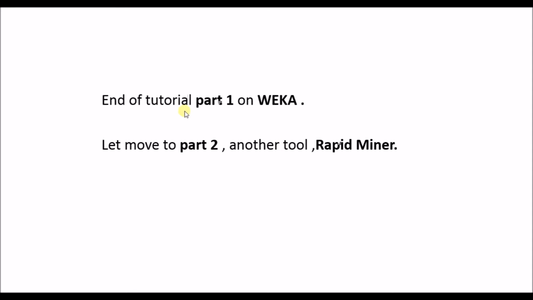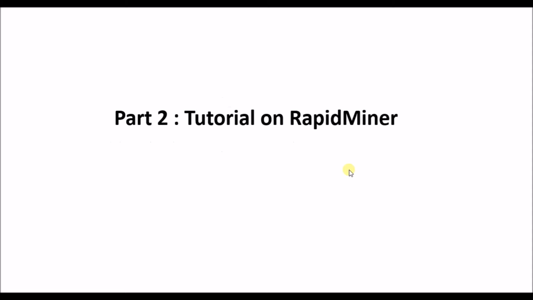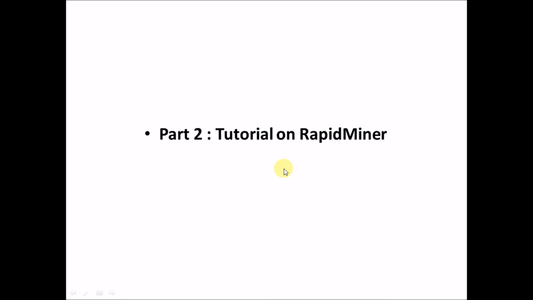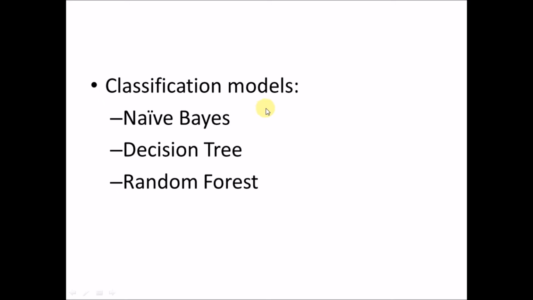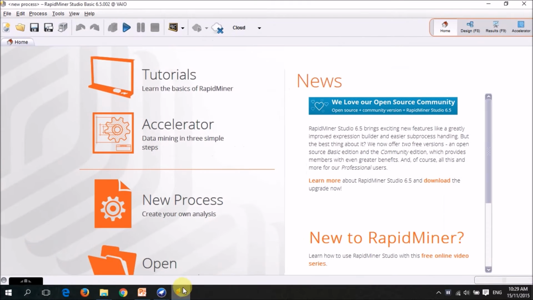And this is the end of part 1 of the tutorial on WEKA. Next, let's move to part 2, another tool, RapidMiner. Hello everyone, let's proceed to the part 2 tutorial on RapidMiner. Here, the title is the same, a comparison of classification model performance on the dermatology dataset, which I will use the same dataset. The classification models will also be the same, naive Bayes and decision tree in RapidMiner, but in WEKA it is J48 and random forest. So let's open the RapidMiner tool.